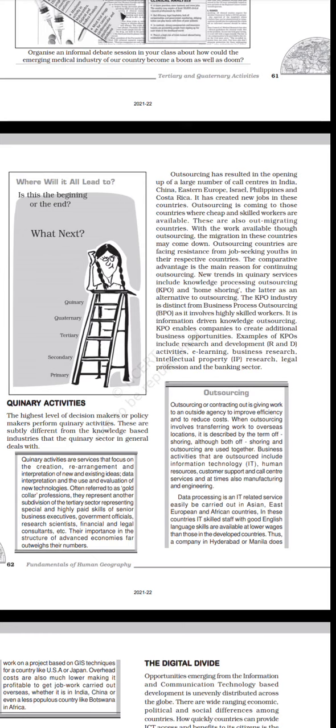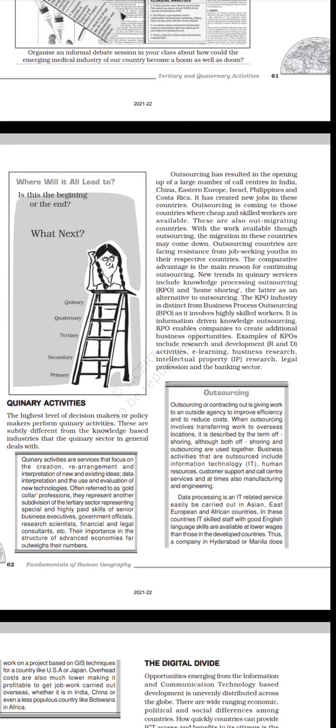Often referred to as gold collar professions, they represent another subdivision of the tertiary sector, representing special and highly paid skills of senior business executives, government officials, research scientists, financial and legal consultants, etc. Their importance in the structure of advanced economies far outweighs their numbers.